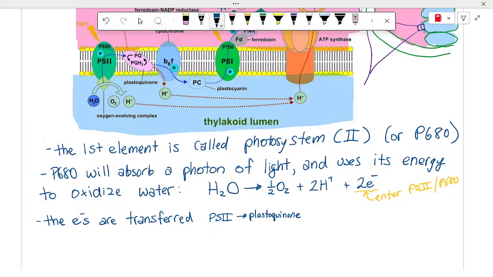Cytochrome B6F. Good name for it, right? If you wanted to use that for your next dog, you could. You could call them like Cyte for short. I don't know. I think if you went to the dog park and somebody said, "Who's your dog?" and you said, "This is cytochrome B6F," they'd be like, "Oh yeah, he's a cute puppy." So from plastoquinone, it gets passed to cytochrome B6F.